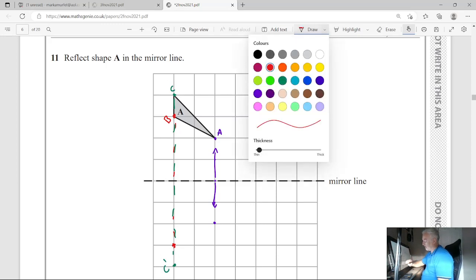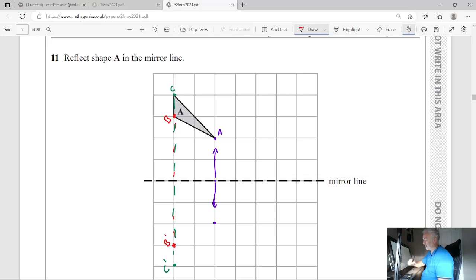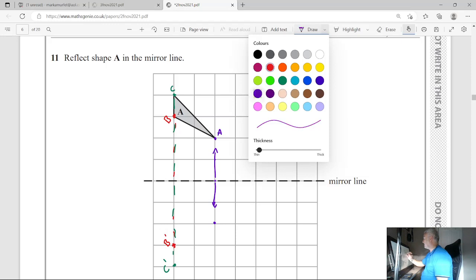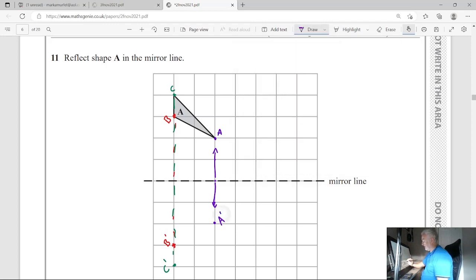And the terminology C dash just means it's the alternative point. That's B dash. And this one is A dash. So I can now draw my shape in.